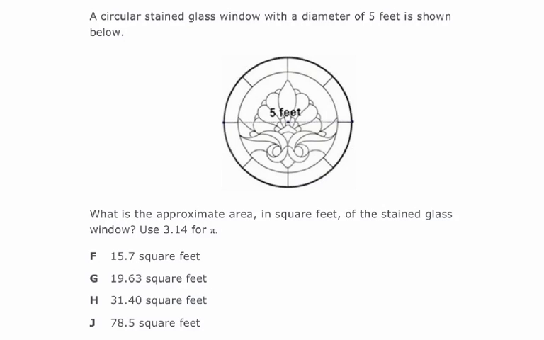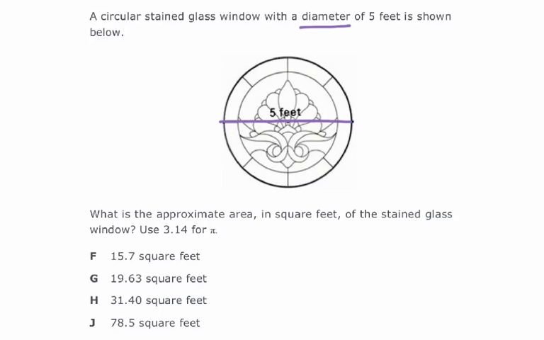A circular stained glass window with a diameter of 5 feet is shown below. And some people asked me during the test if that 5 represented all the way across or halfway. It says in the word problem diameter. So remember, diameter is all the way across, so it actually gave you that information.